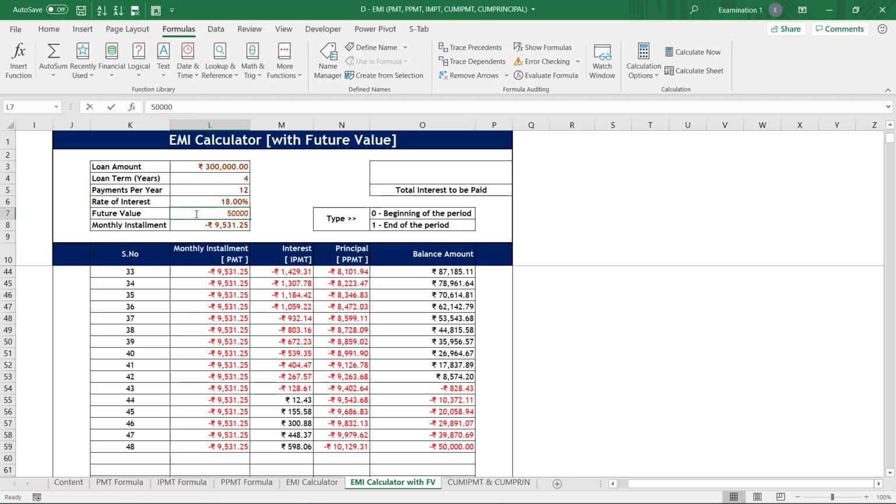Now if I make this number negative, see what will happen. Can you see that? That means after the 48th installment, the balance amount is still not zero. That means you have to pay this money to the bank. Okay, this is still the balance which needs to be paid even after the 48th EMI, and you can see the EMI has gone down. Each month you are paying less because you are not supposed to get 50,000 from the bank after the installment. You are supposed to get it beforehand. So that is what we mean by future value.